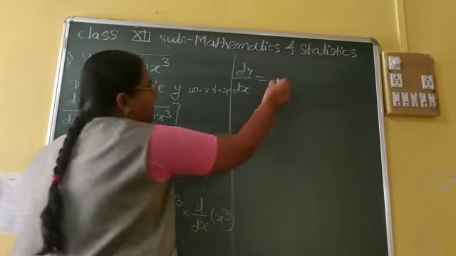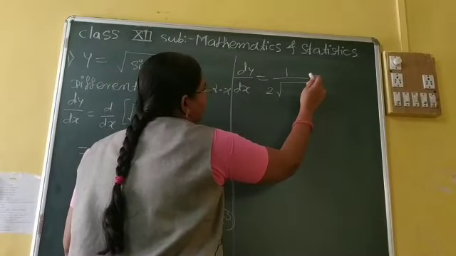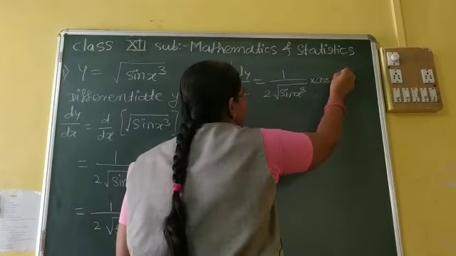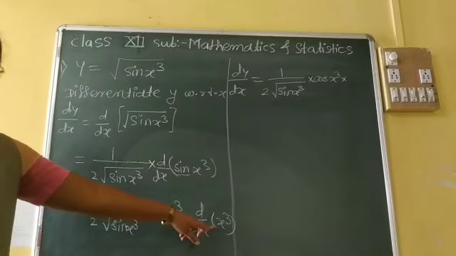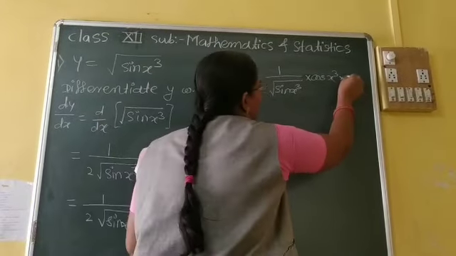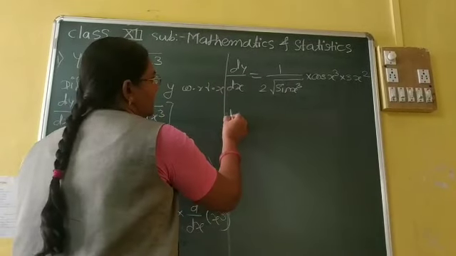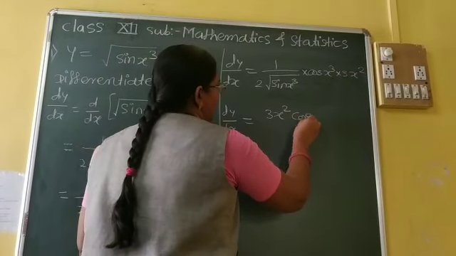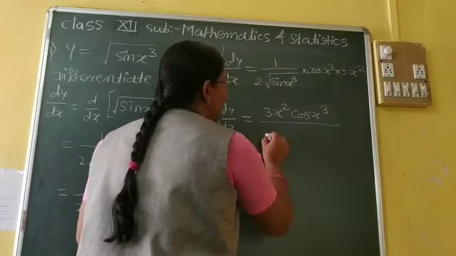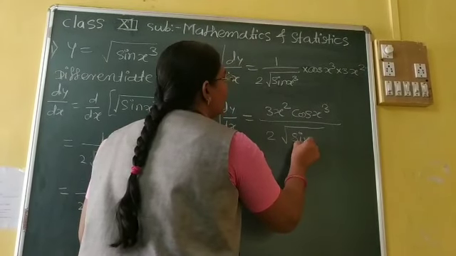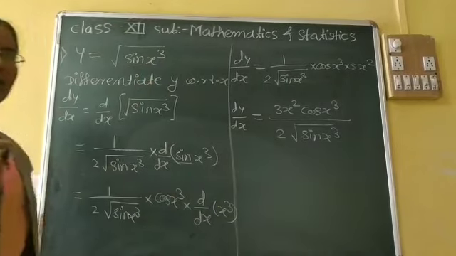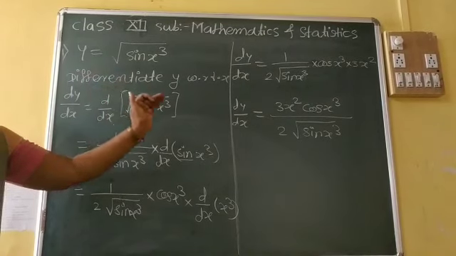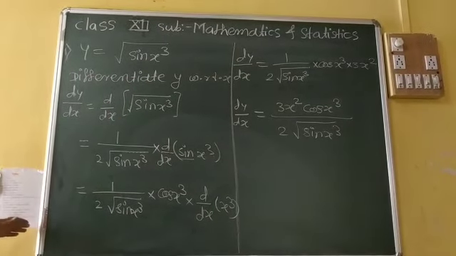That becomes dy by dx is equal to 1 upon 2 root of sine of x cube into derivative of sine is cos of x cube into the derivative of x cube, that is 3x square. This becomes dy by dx is equal to 3x square into cos of x cube divided by 2 into under root of sine of x cube. This is the derivative of this composite function by using the derivative of a function of another function. Take this example.